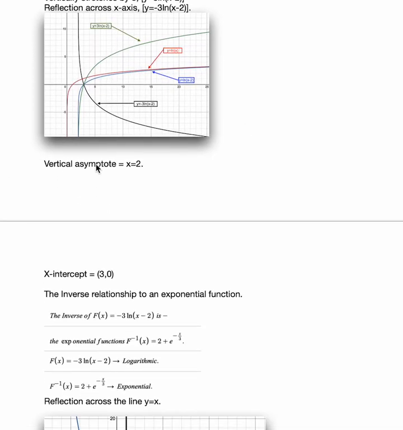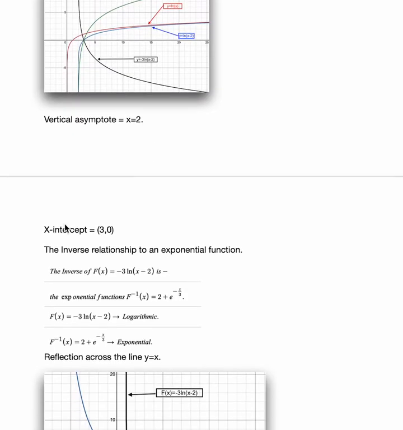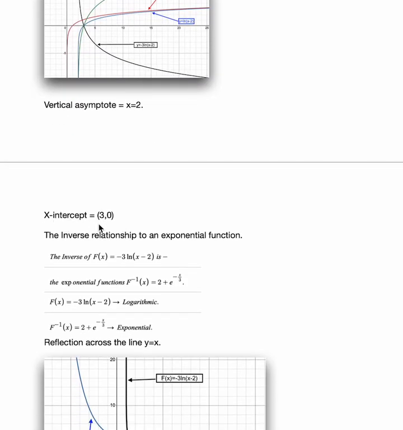This is just added for extra. Its vertical asymptote is x equals 2. The x-intercept is equal to 3, 0.